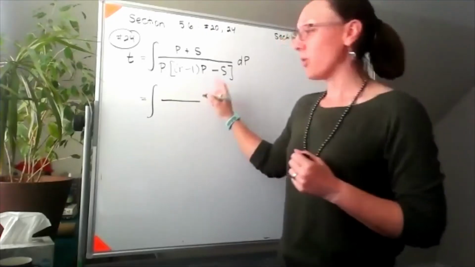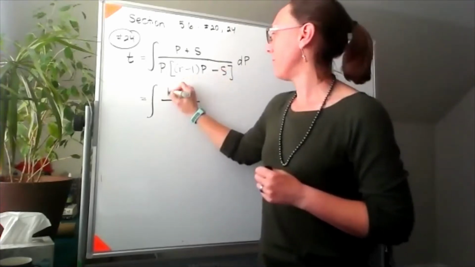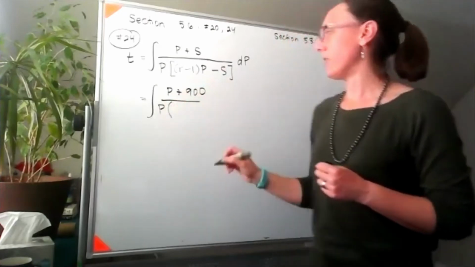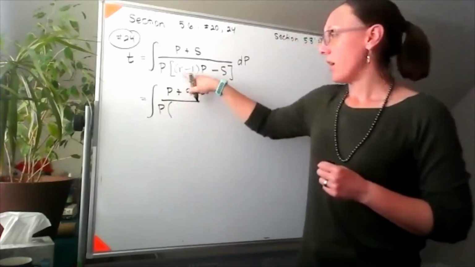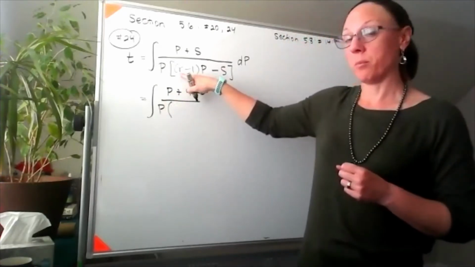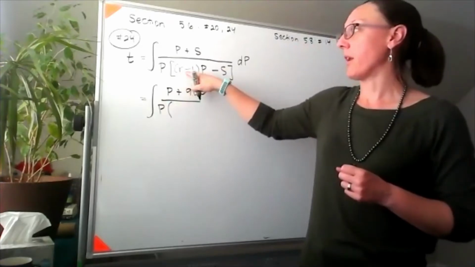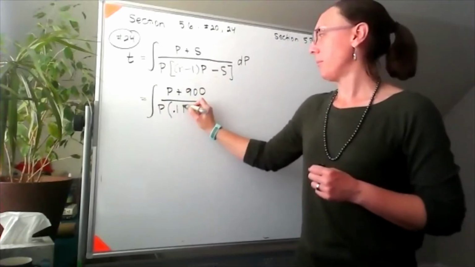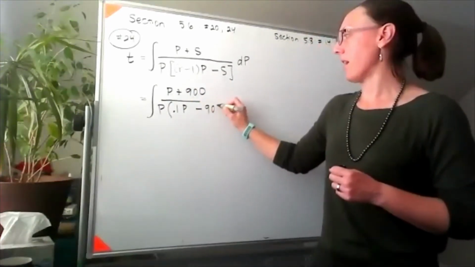So we're told that S is 900, so P plus 900. And then down here, I'm going to have P. R is given as 1.1. So 1.1 minus 1 would be 0.1 P minus 900.